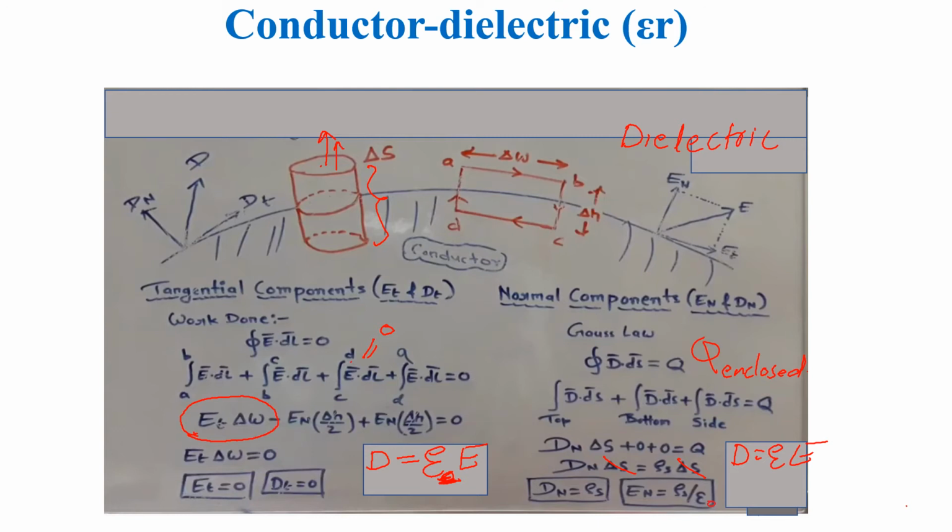So that will become epsilon times E normal equal to rho s, or that gives E normal equal to rho s divided by epsilon. In the previous case, it was epsilon 0 because it was free space. Now it is a dielectric medium with a relative permittivity epsilon r. So En is equal to rho s divided by epsilon. So these are the boundary conditions for a conductor dielectric interface.